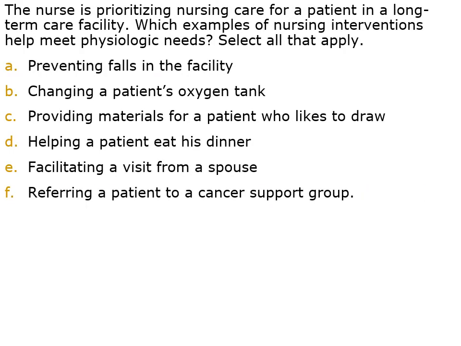Prioritizing nursing care for a patient in a long-term care facility. Which examples of nursing interventions help us meet physiological needs? Select all that apply. Preventing falls in the facility, changing a patient's oxygen tank, providing materials for a patient who likes to draw, helping a patient eat his dinner, facilitating a visit from a spouse, referring a patient to a cancer support group.